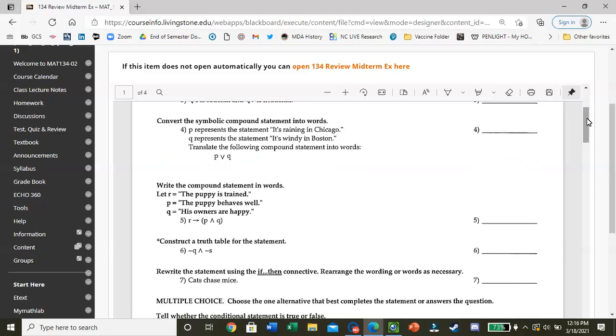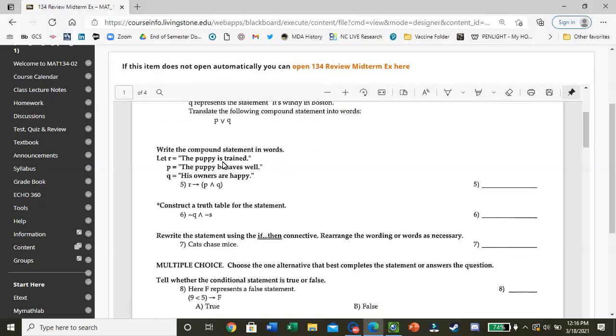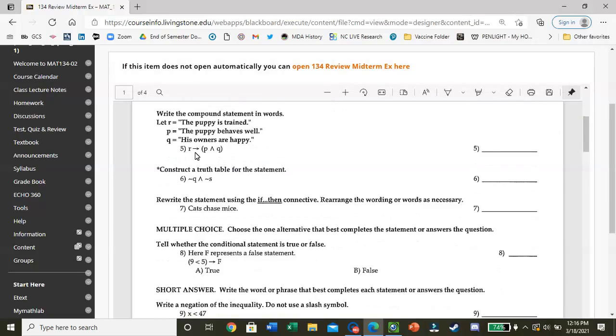Convert the symbolic compound statement into words. P represents it is raining. Q represents it is windy in Boston. P represents it is raining in Chicago. Q represents it is windy in Boston. Do we need to see 4, or are we good there? What does the V symbol mean? Or, right? It means or. What does the arrow mean? If then. If R, then P and Q, right? Do we need to see number 5?